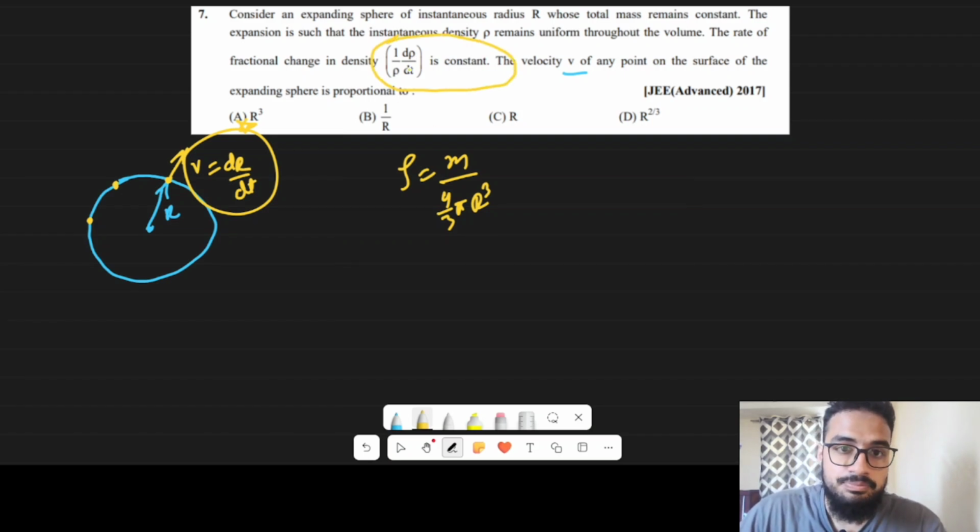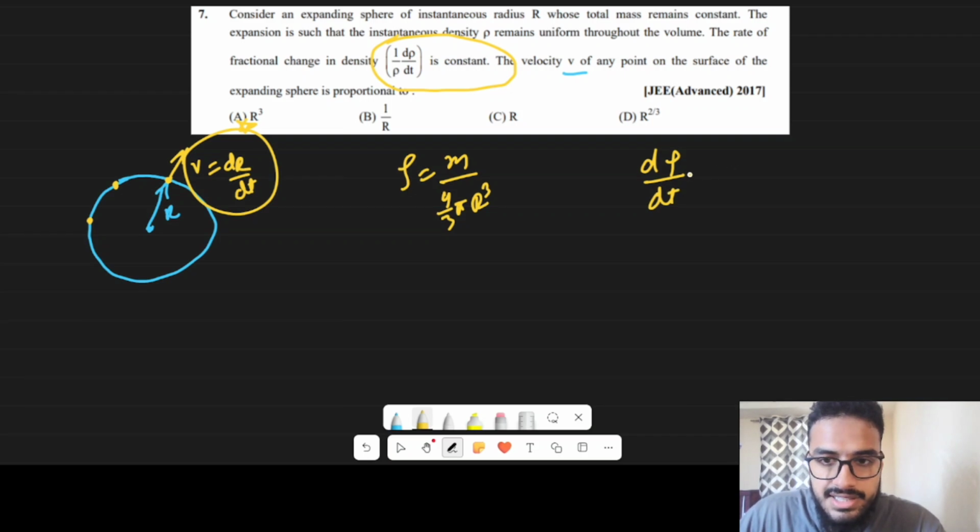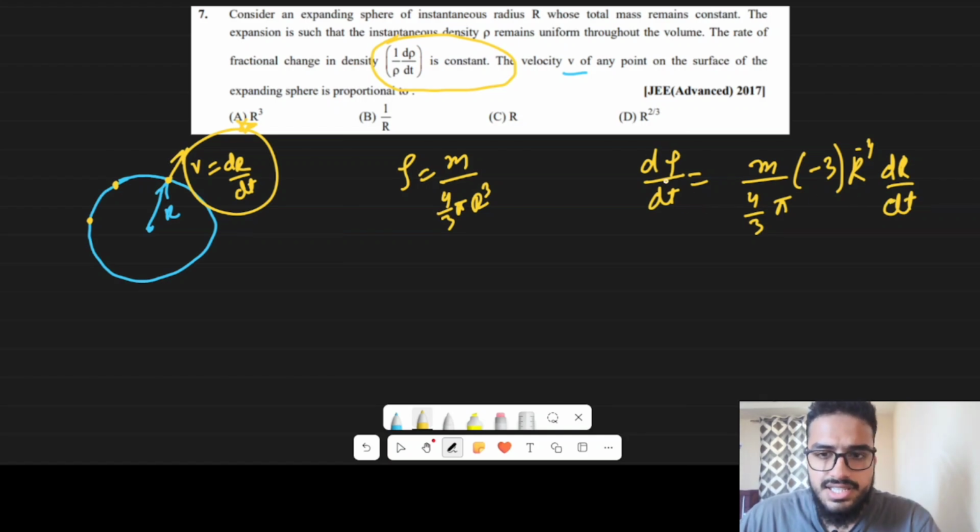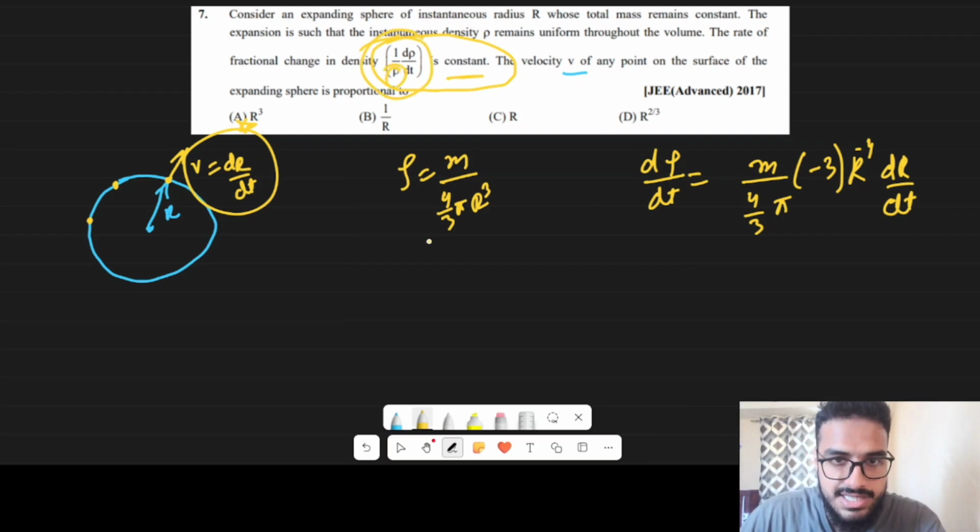What is this term? First of all, find d rho by dt. That is m divided by 4 by 3 pi, into r power minus 3, isn't that? So what is the differentiation of r power minus 3 with respect to time? That is minus 3 r power minus 4 into dr by dt, chain rule, fine. This is d rho by dt. And what is this entire term? It is d rho by dt divided by the initial density, isn't that?